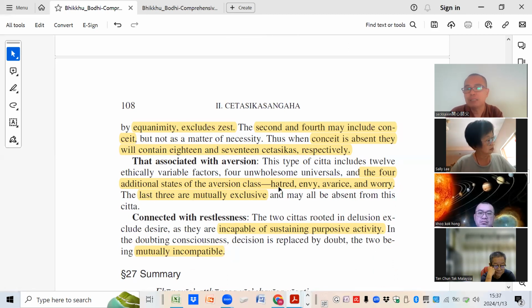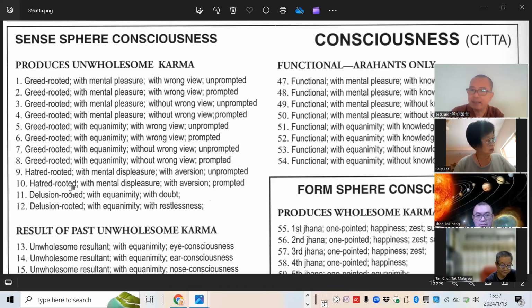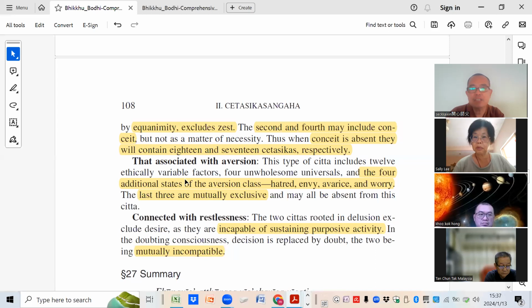Then second is about the aversion. Meaning to say in aversion, it could be hatred, envy, avarice, and worry. But for these two consciousnesses, hatred is basically present. Envy, avarice, and worry, only one of them can be present. Why? Because once you envy someone, you cannot have avarice over another, and you cannot worry at the same time. If at this moment you worry about somebody, you wouldn't envy or be avaricious at the same time. So they said the last 3 are mutually exclusive. That is the meaning.